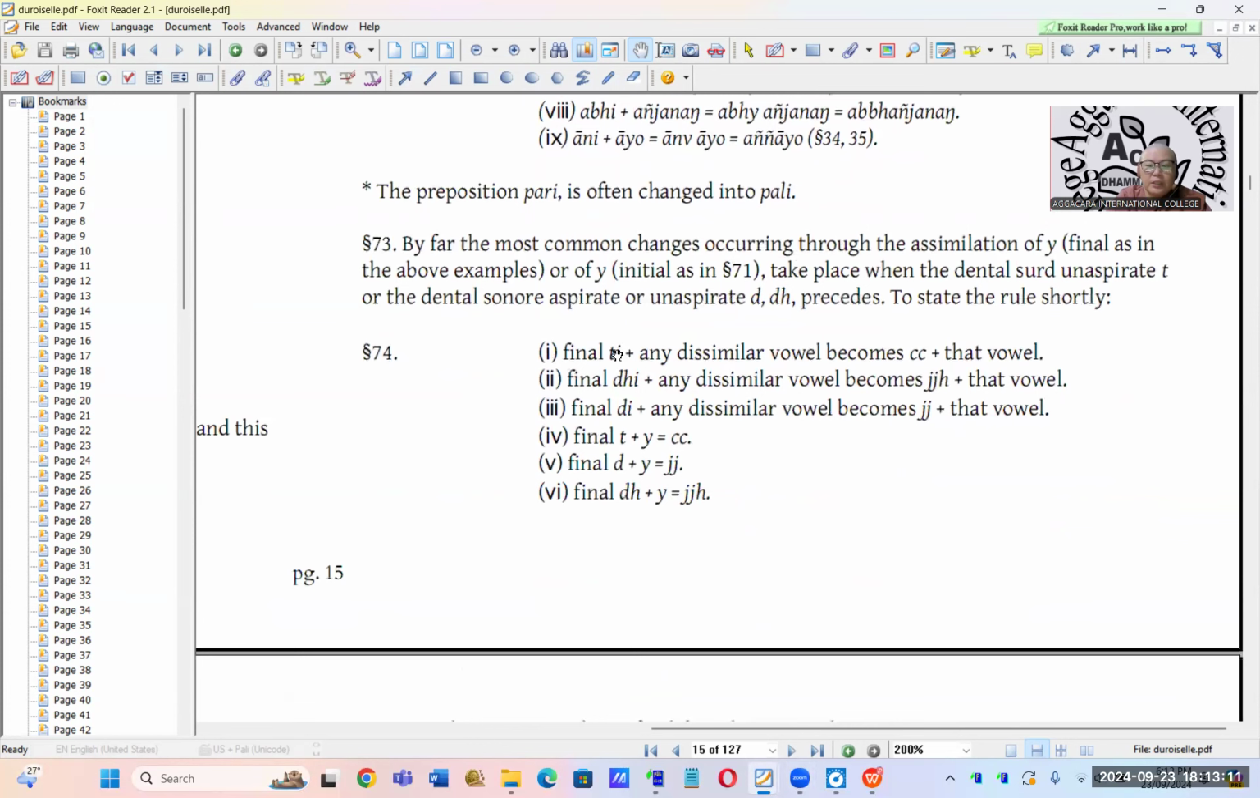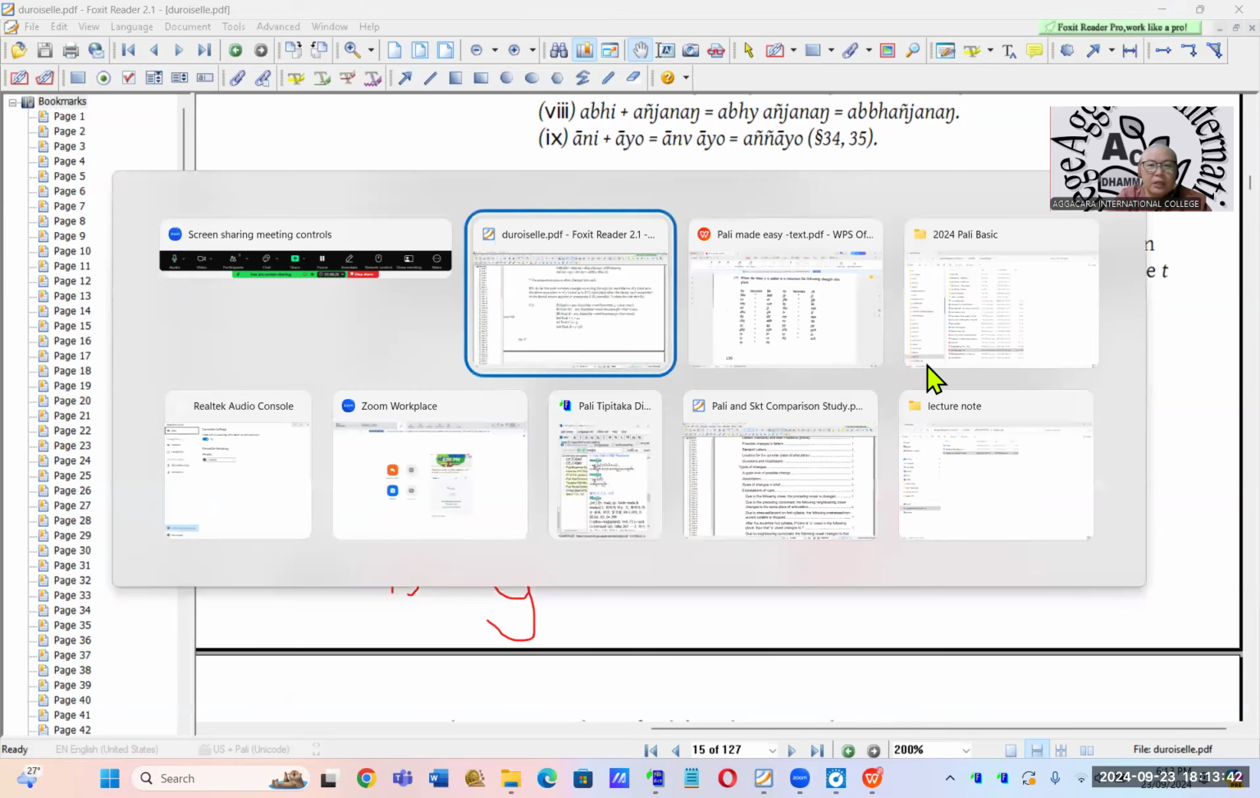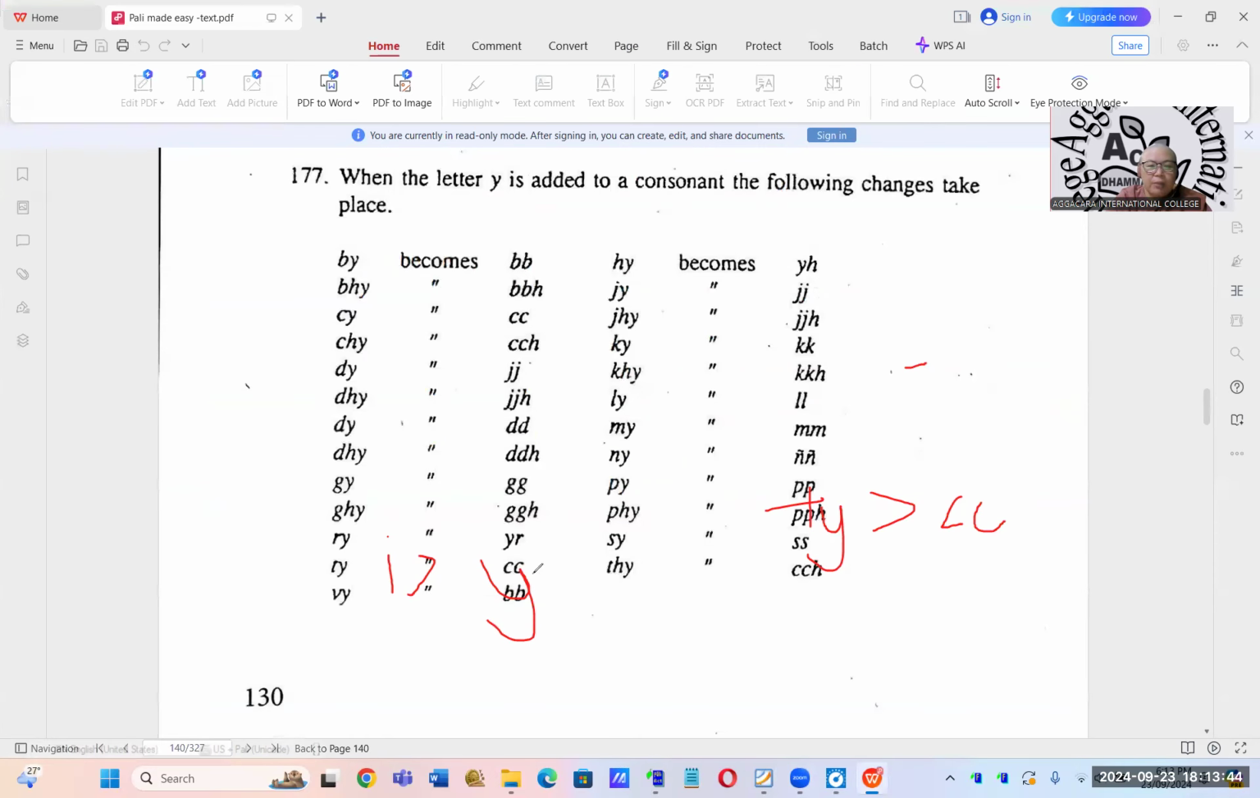Now you can see here, T and I become CC. For this one, one of the rules is that I can change to Y because of the semi-vowel. So when T and Y, it becomes CC. So the one we saw just now, T and Y become CC, this rule here. Okay, T and Y become CC.